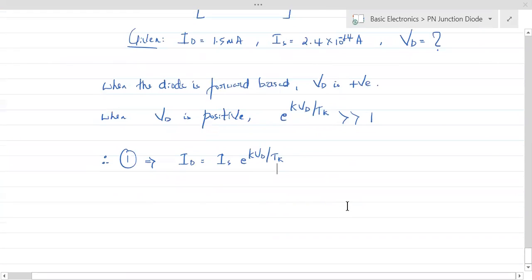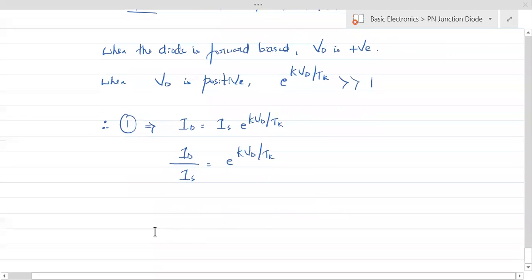See, it's just about rearranging the terms in the equation here. ID by Is equals e power kVd by Tk. Now, how to get rid of this exponential? How to get this Vd out of the power? Anybody? How can we find out Vd now with this particular arrangement? Applying log, sir. Very good. Which log is that?